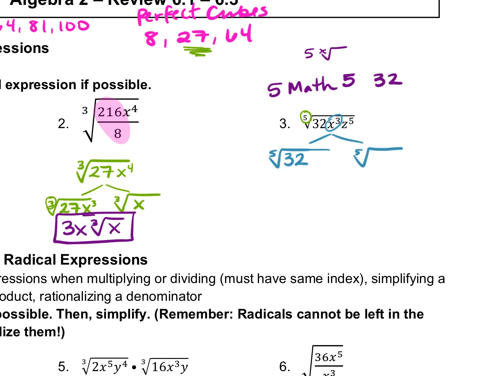3 is not divisible by 5, so we're going to put all of those on the non-perfect side. And then you have z to the fifth, and that is divisible by 5. 5 divided by 5 is 1, so that we can do. So put that on the perfect side, and then we'll simplify that. The fifth root of 32, we said, was 2. Z to the fifth, so 5 divided by 5 is just going to give you z to the first. But then you still have the other side that is not the perfect fifth root, and that will be your answer.